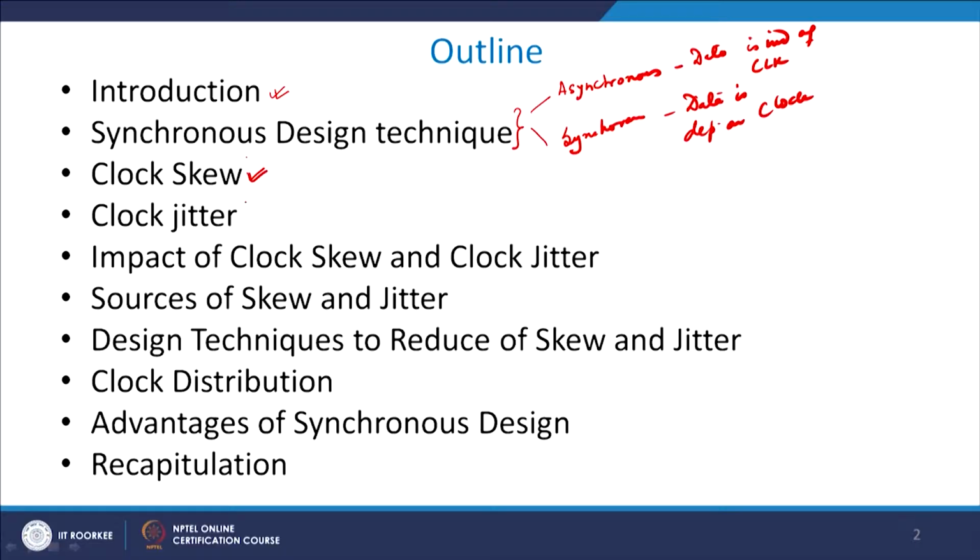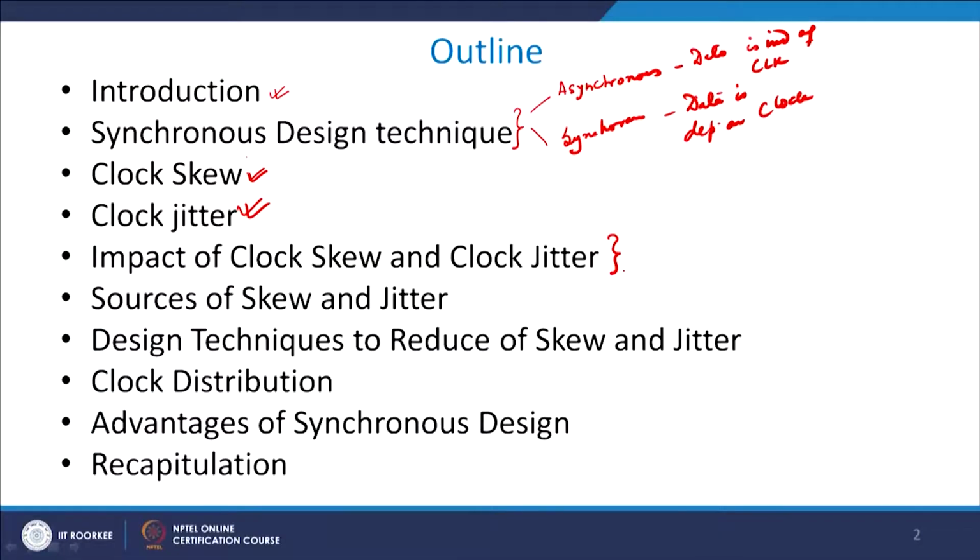In this respect, we look into two major problem areas of clock: one is known as clock skew, another is known as clock jitter, and we will see how these influence the overall frequency of operation of a sequential logical block, and that is what the fifth point here is all about, its impact on the overall delay of the system.